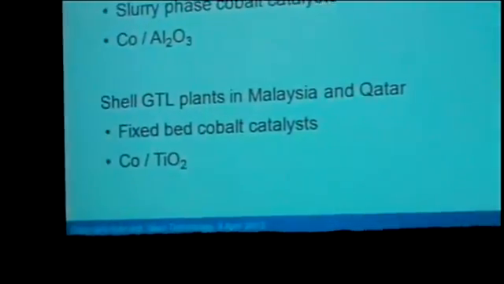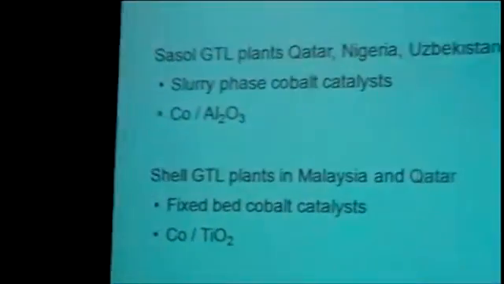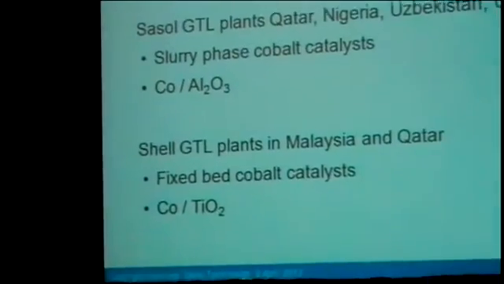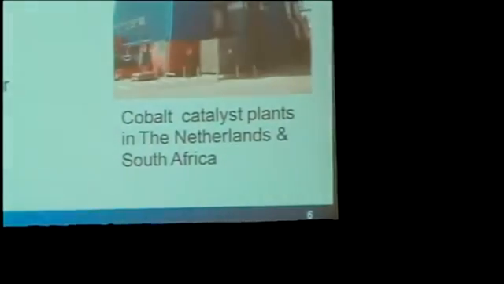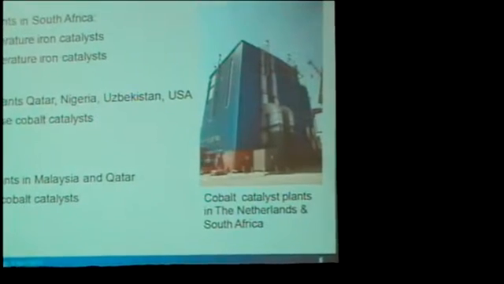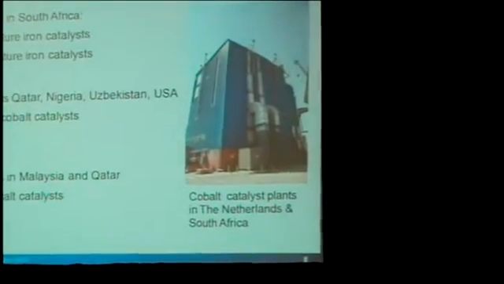If we look at the more recent Fischer-Tropsch plants, the Sasol ones are slurry based, using a cobalt and alumina catalyst. And Shell uses a fixed bed Fischer-Tropsch technology, and we believe they use a cobalt and titania catalyst in these plants in Malaysia and Qatar. For the Sasol cobalt catalyst, we have built dedicated cobalt catalyst manufacturing plants, one in the Netherlands in collaboration with BASF, and one in South Africa using the same technology.